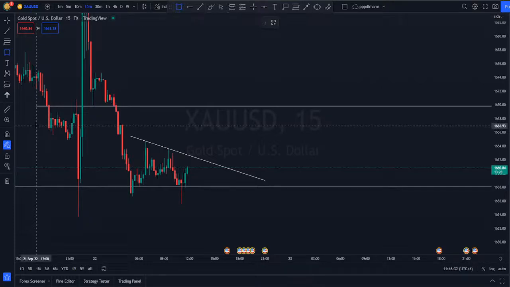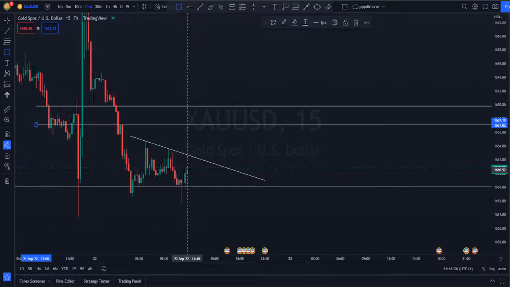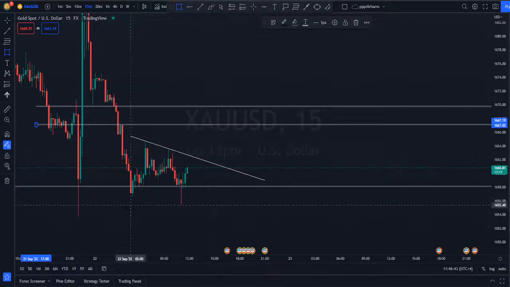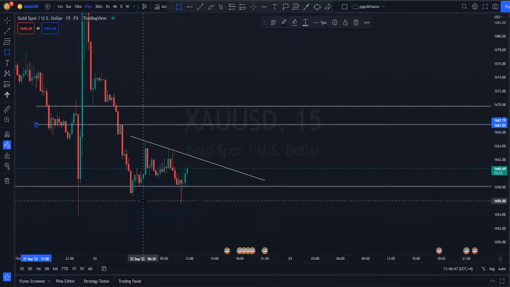But gold for me is too volatile. I'm not a good fan of gold. But let's see how all this plays out. Let's see how they pan out. Okay, I'm going to mute myself.